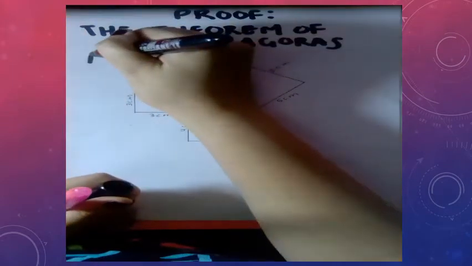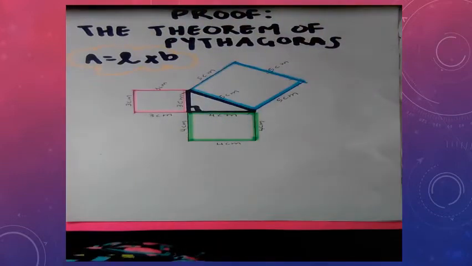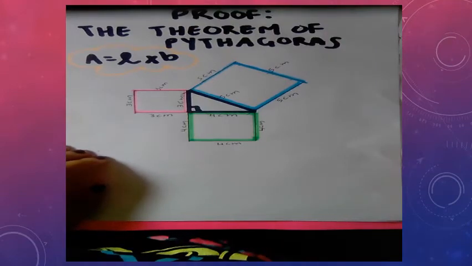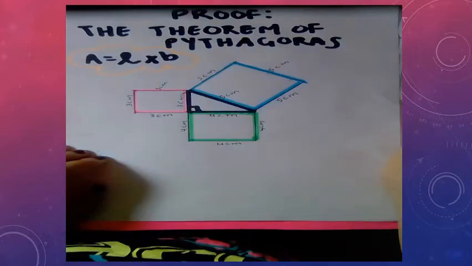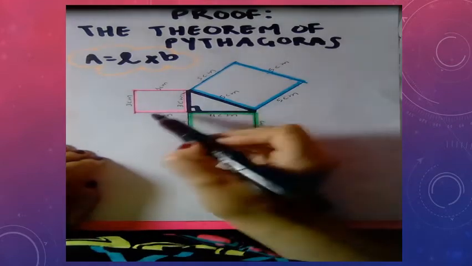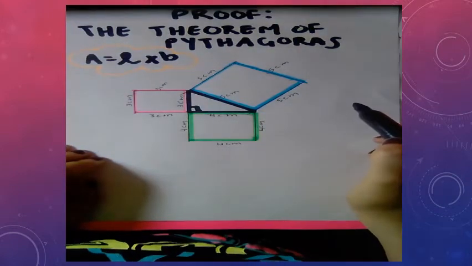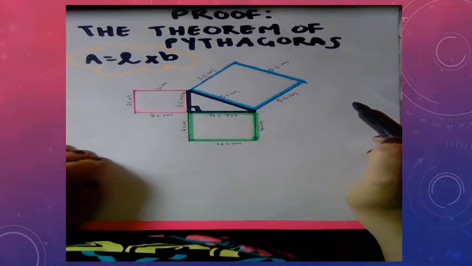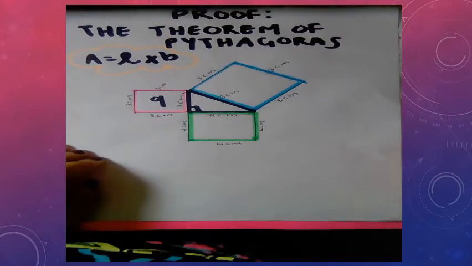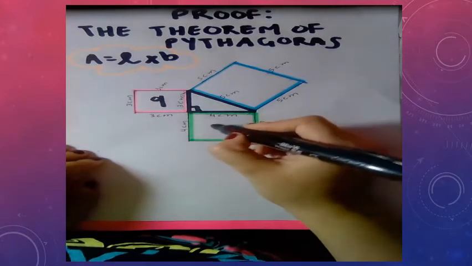We know that area is equal to length multiplied by breadth. I've just colored the squares so that we can differentiate them. We know that the area of a square is length times breadth. So let's calculate the area of the pink square. Its length is 3 centimeters and its breadth is 3 centimeters. So therefore, the area of the pink square will be 3 multiplied by 3, which is 9. Let's look at the area of the green square. We've got 4 multiplied by 4, and that is 16.